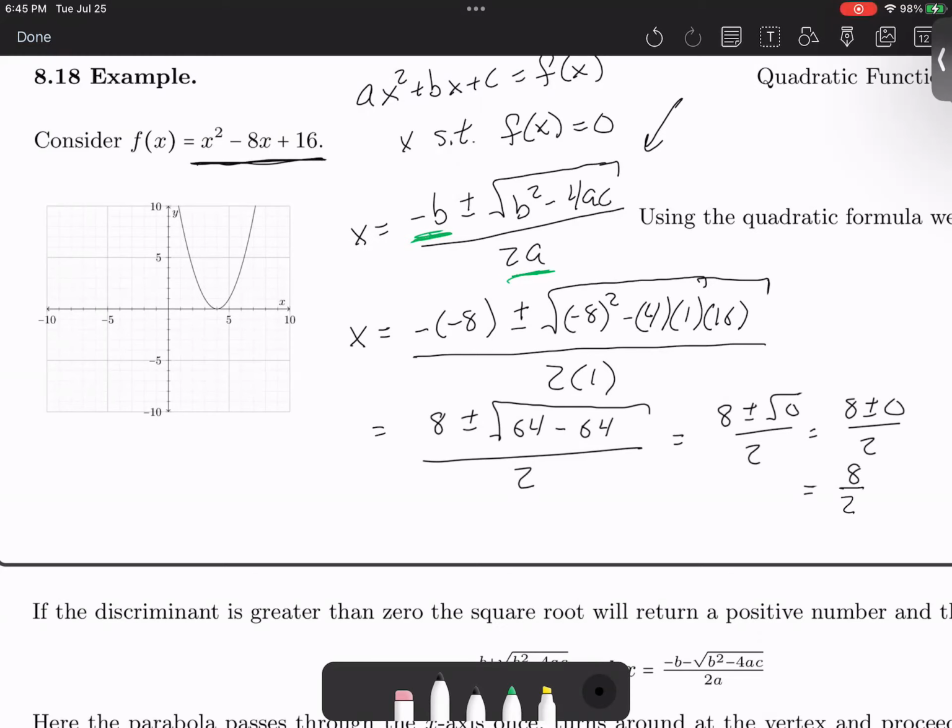So this is why I could have gotten 2 answers, but I ended up only getting 1 answer, because the discriminant, the b squared minus 4ac, resulted in just a 0. So I only have one x value that makes this function 0, and it happens at x is equal to 4. And that's exactly what we see from our picture.